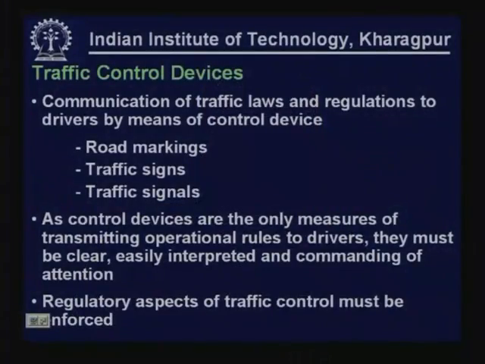Signal will tell the vehicle you should stop now. Signs will tell the vehicle what they are supposed to do and what they are not supposed to do. So, they are the only measures of transmitting operational rules to drivers. So, they must be very clear, easily interpreted and commanding of attention. Shape, color, size of all the signs, all the control devices are very, very important.